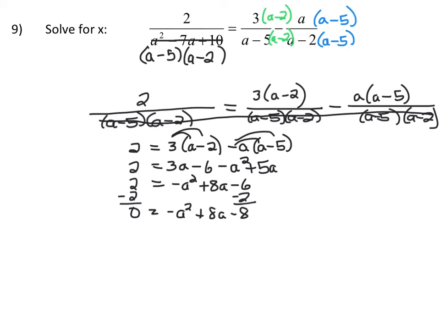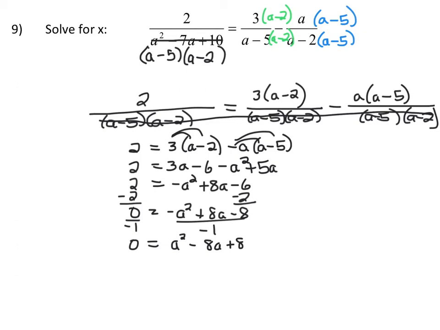Or if you want, think about it. If you just divide both sides of the equation by negative 1, you could do it any of these ways, it's fine. Then you'll have 0 equals. And when you divide by negative 1, all these signs change. So we'll have positive a squared minus 8a plus 8.